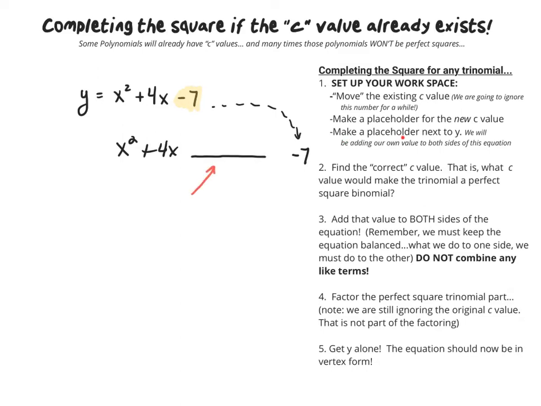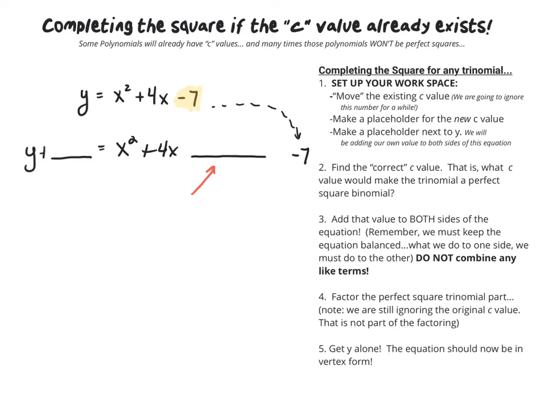Now the last part about setting up our workspace is that if we're going to put our own number on the right side of the equation, we obviously have to keep the equation balanced. So if I'm going to put something on one side, I have to put it on the other side. So I'd also want to create a placeholder on each side. If I added a line to one side, I should add it to the other side.